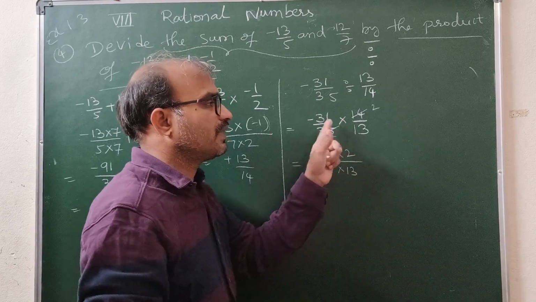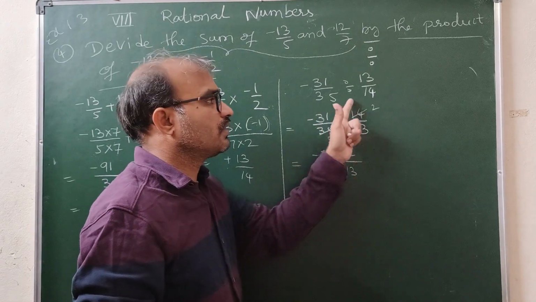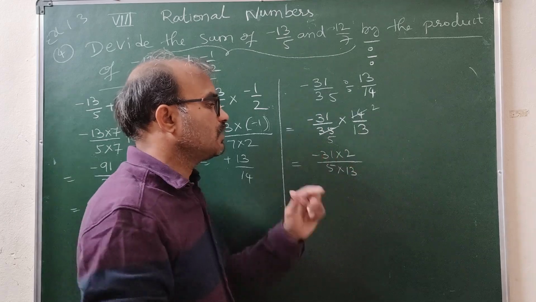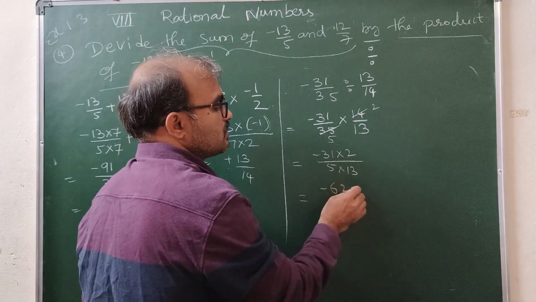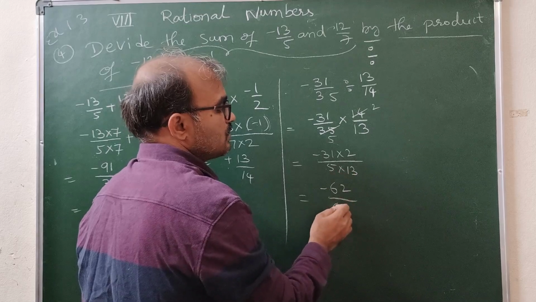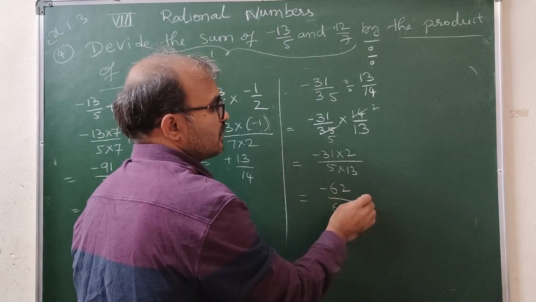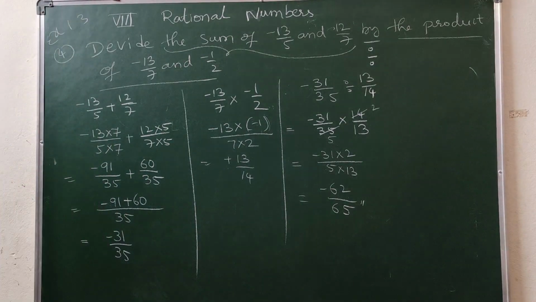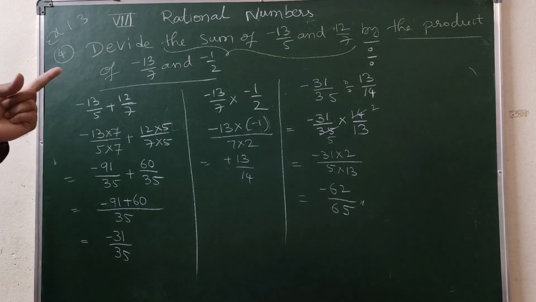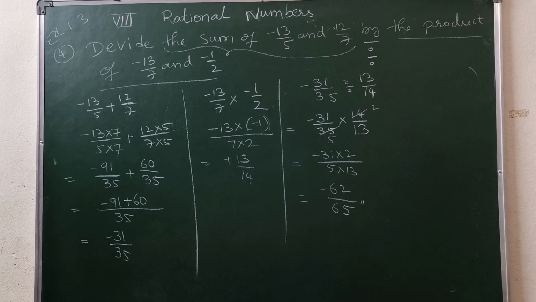When you multiply fractions, multiply numerator into numerator, denominator into denominator. Minus 31 into 2, how much? Minus 62 by 5 13s, 65. That is your answer. Minus 62 by 65. Very simple. Whatever they have asked, go on doing that.